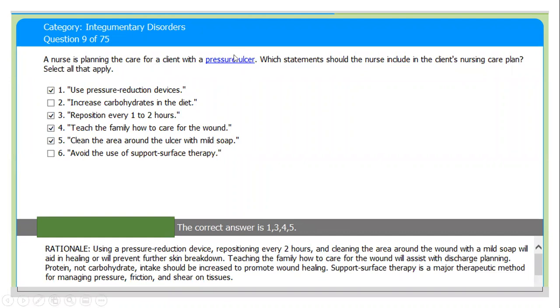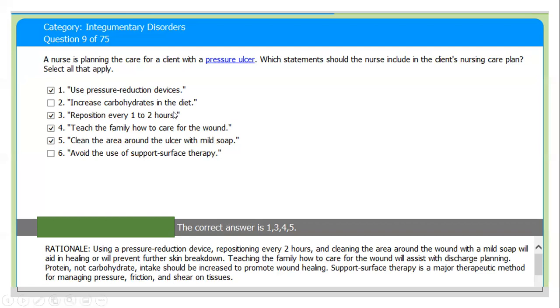Pressure ulcer, also known as pressure sore, bed sore or decubitus ulcer. A pressure ulcer occurs on the skin surface due to prolonged pressure. For example, a patient lies down for a long time. So lying in bed without movement, sitting in a wheelchair, or a cast used for a prolonged period may cause a bed sore or pressure ulcer.